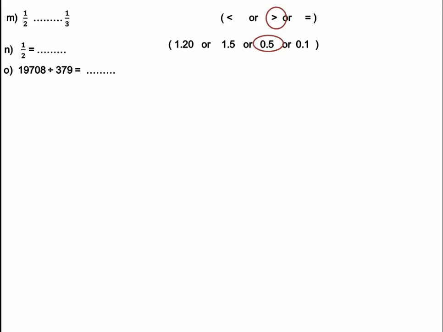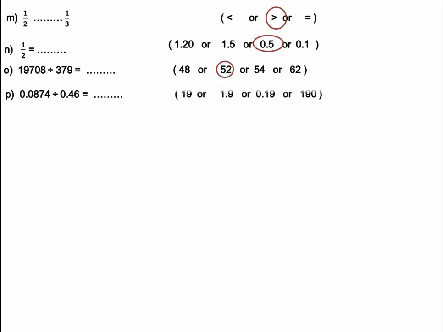19,708 divided by 379. You must solve it first. It will be 52. 0.0874 divided by 0.46. Solve it first. You will find it 0.19.